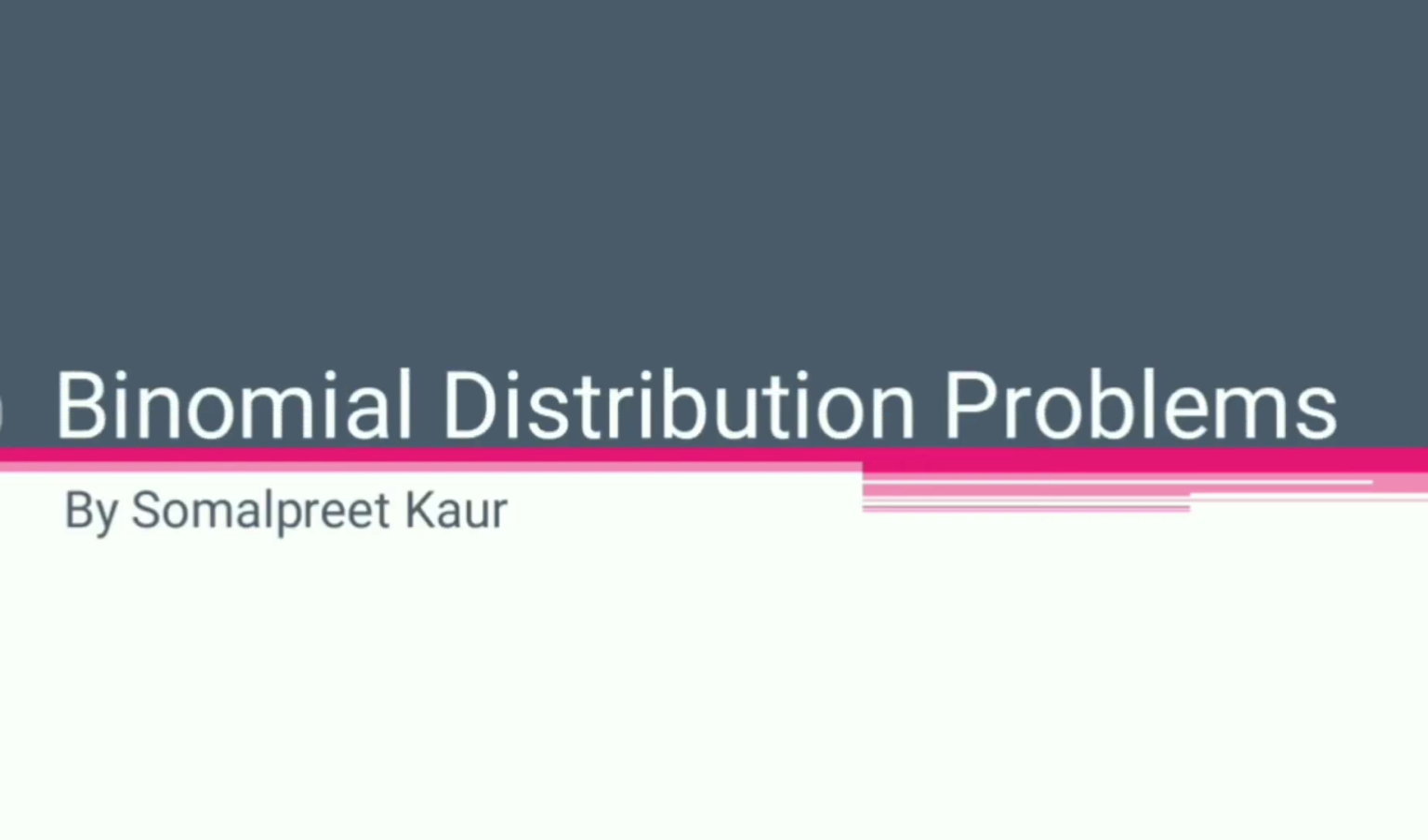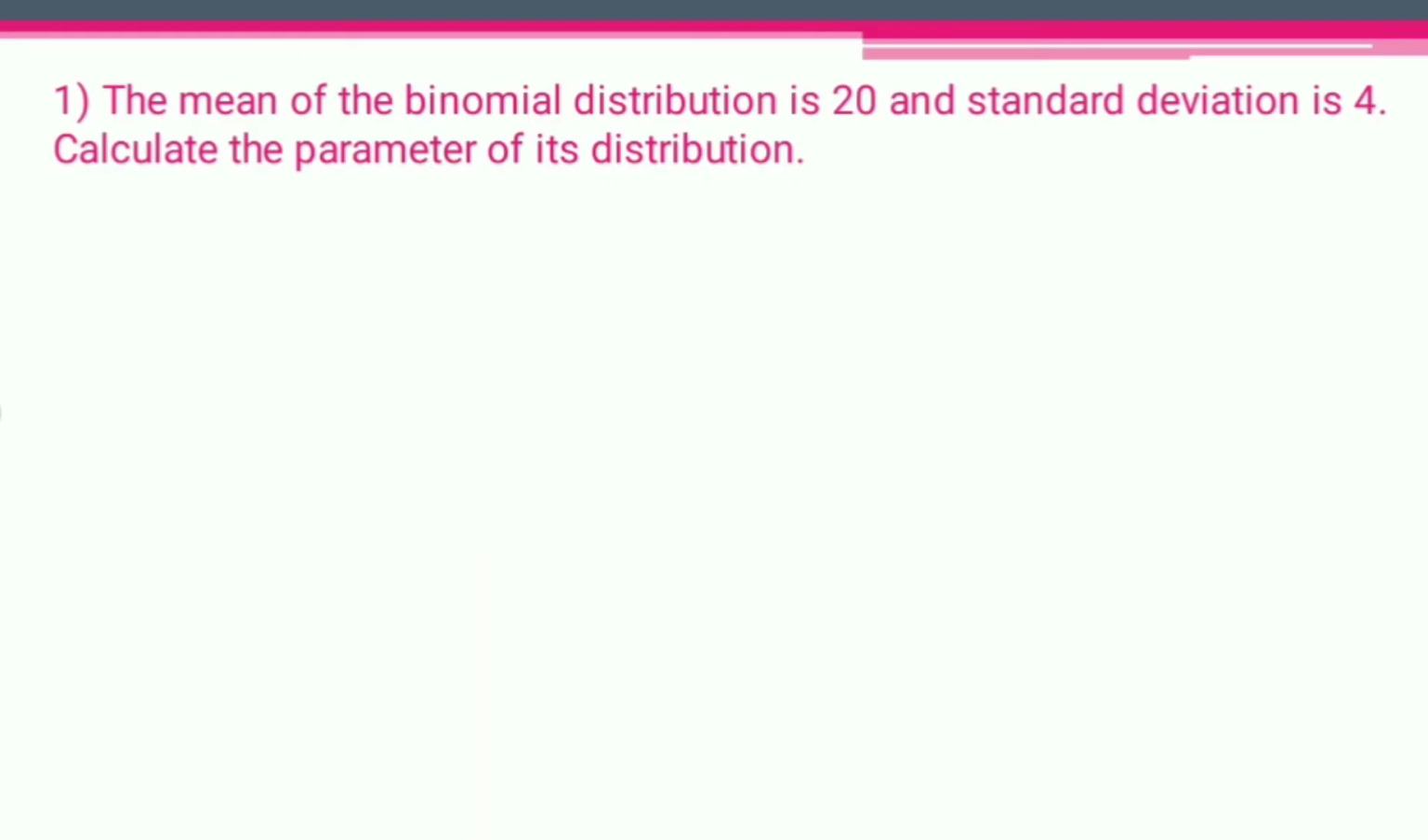In this video, we'll discuss a problem question based on binomial distribution. So let's begin. The mean of the binomial distribution is 20 and standard deviation is 4. Calculate the parameters of its distribution. So in this question, we are given the mean of the binomial distribution and the standard deviation. We have to find the parameters of its distribution.